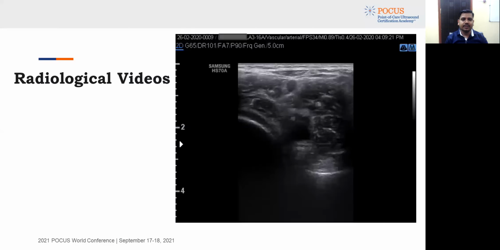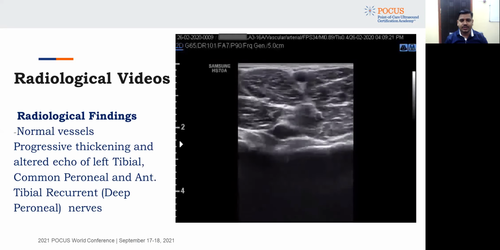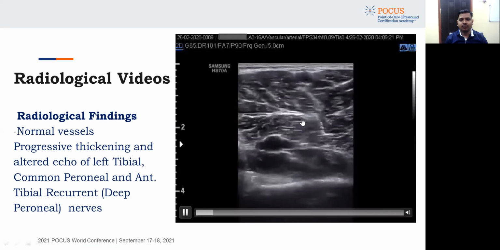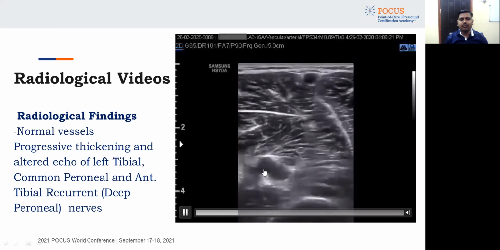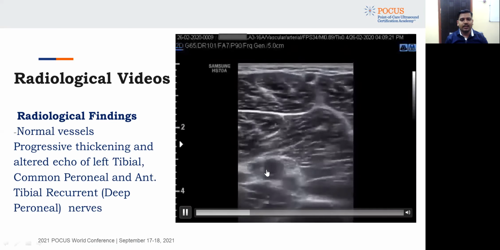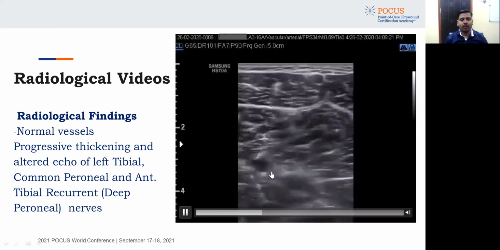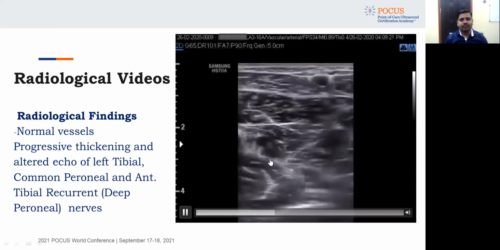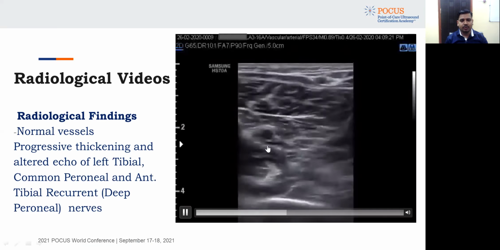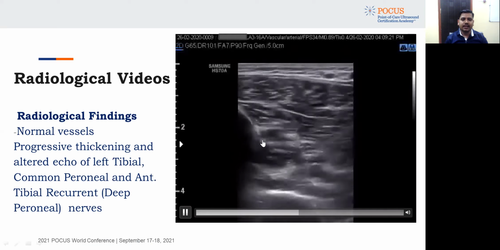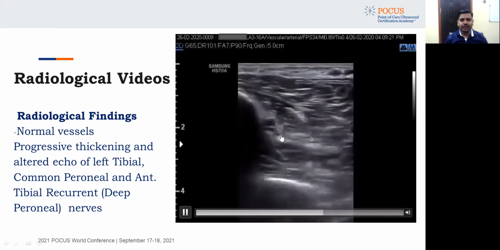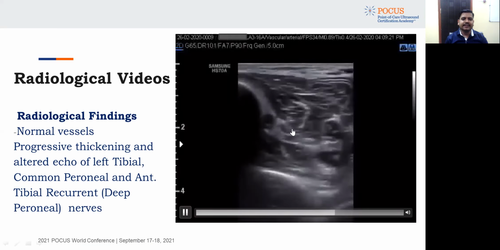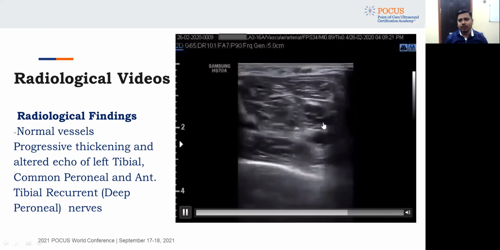This case was evaluated with the help of a 3-7 linear probe. This is a video showing evaluation of the left lower limb neurovascular bundle. As we can see, the left lower limb arteries showed normal caliber, echo-free lumen, and normal triphasic flow pattern. The left lower limb veins also showed echo-free collapsible lumen. However, it was noticed that the nerves accompanying the left lower limb vessels, predominantly below the level of the knee, showed progressive increase in cross-sectional area and altered echotexture.